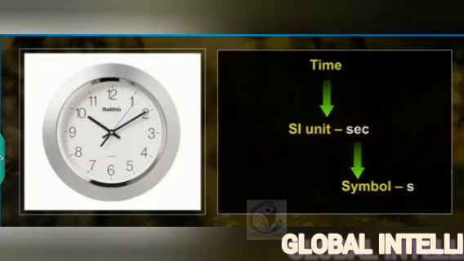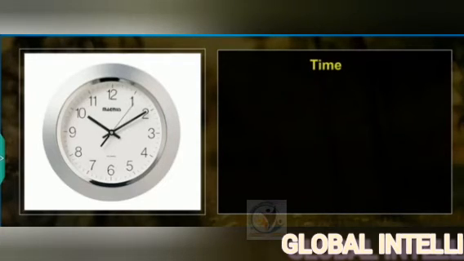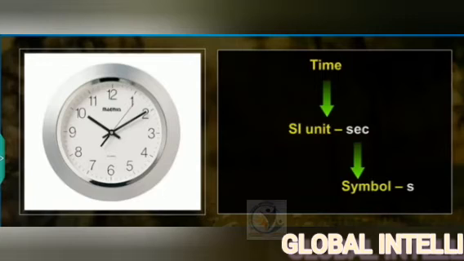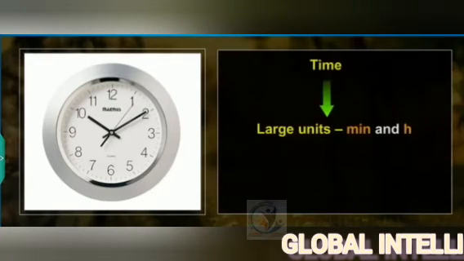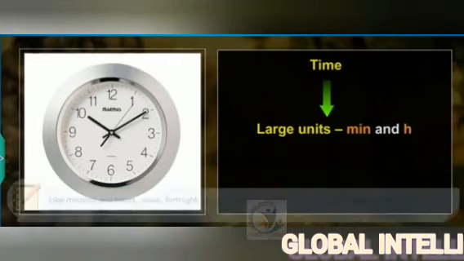Units of time. Based on the context, we can express the time in seconds or minutes or hours to specify the occurrence of time and the time taken by an event. The fundamental unit of time suggested by the International System of Units is the second. Its symbol is s. Larger units of time are minutes and hours.